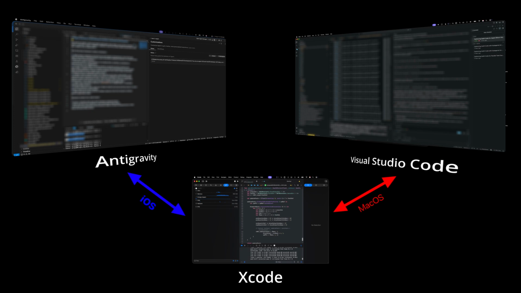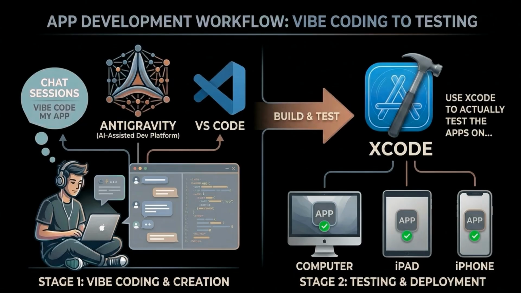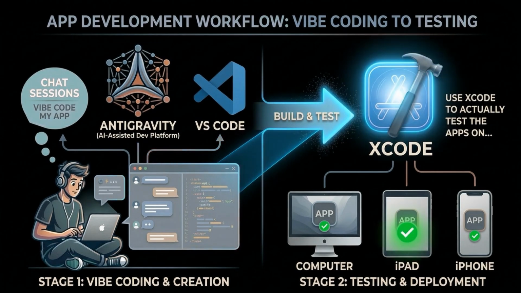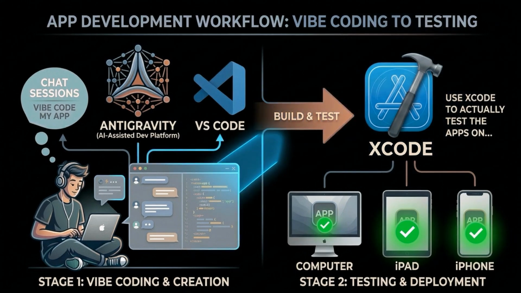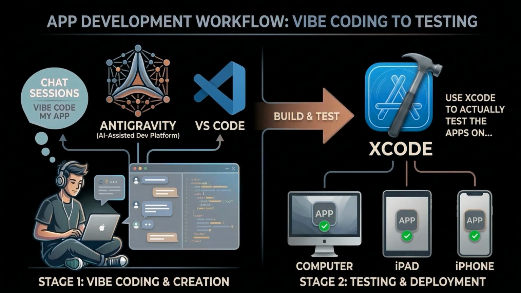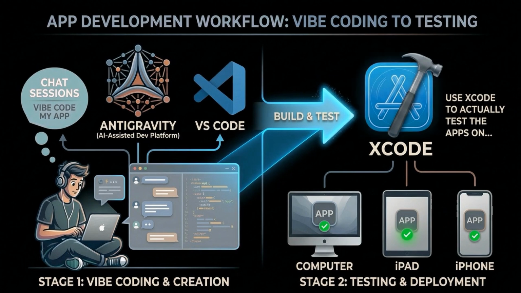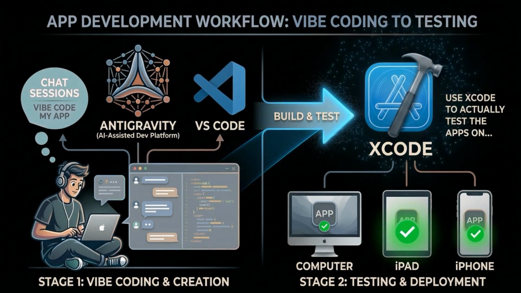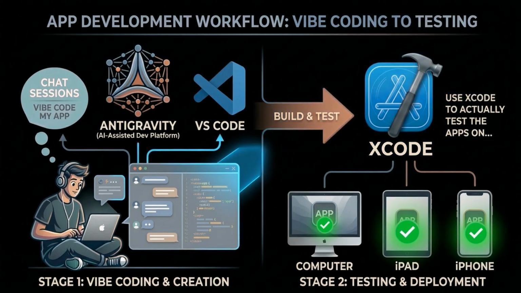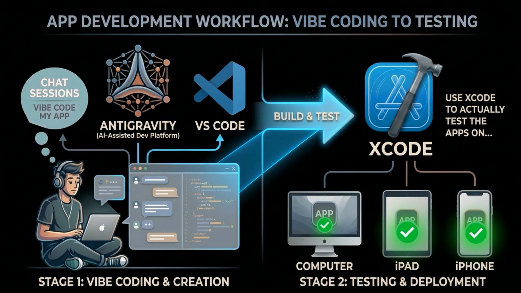Basically, I use Antigravity and Visual Studio Code to vibe code my app in chat sessions, and Xcode to actually test the app on my computer, iPad, and iPhone. Xcode helps give the other development environments some valuable debugging feedback via the console, which I can copy and paste into the chats to have them analyze and fix.